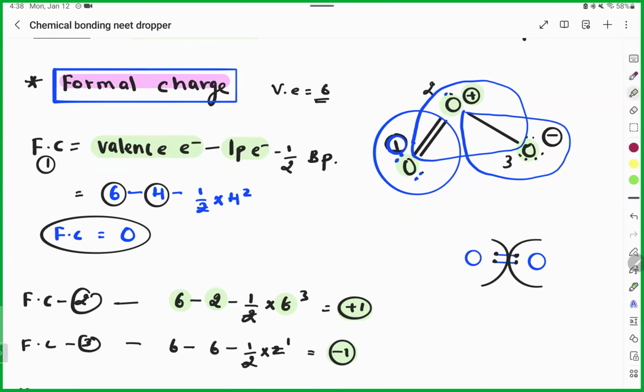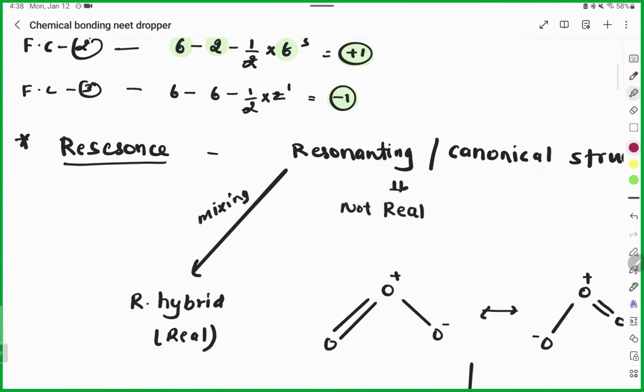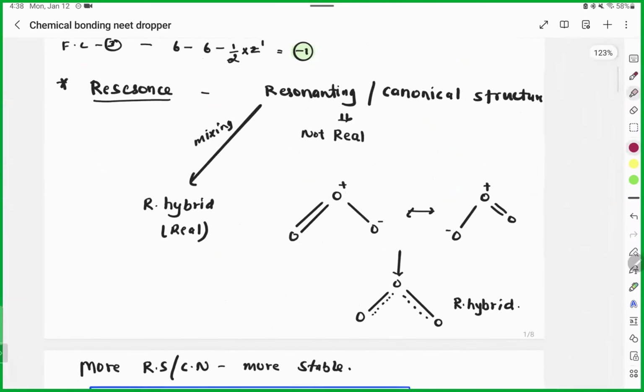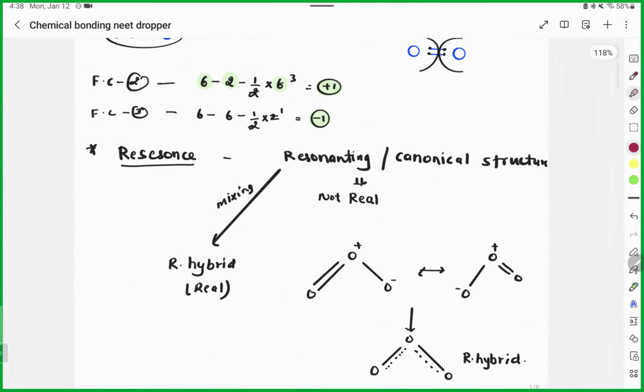This is the formula of the formal charge. Formal charge is equal to valence electrons minus lone pair electrons minus 1 by 2 bond pair electrons. Okay. Next, resonance. In resonance, whatever structures are given are known as resonating structures or canonical structures.